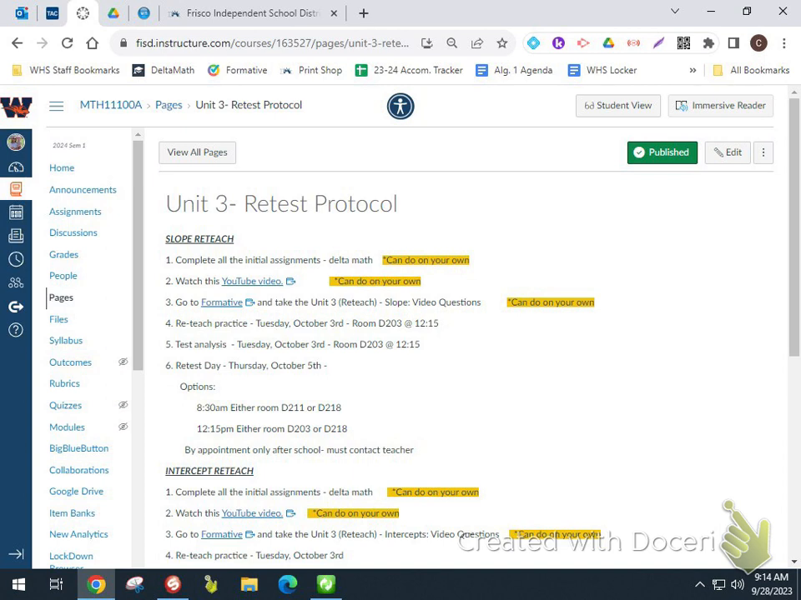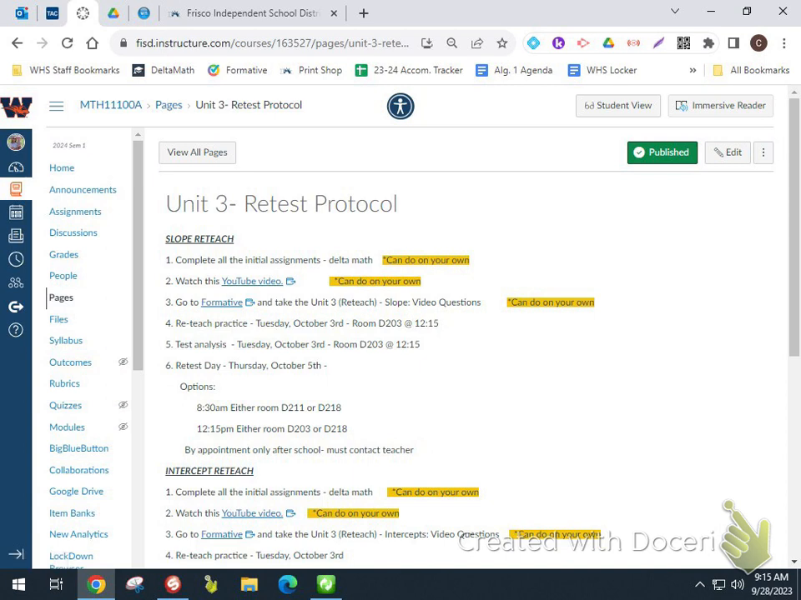A lot of these are quick. Like the first one is completing your Delta Math. You've already done that, okay? So you can check that box off. I have that in the grade book, so I can check that off today. The next thing is we did a YouTube video that's like 4 or 5 minutes talking about slope. Watch it. And then you have a couple questions to answer on a formative. So when y'all clicked on formative, did you see several things that were assigned on there? Yes? No? Okay. So I will link those there. But this is all stuff that you can do on your own time.